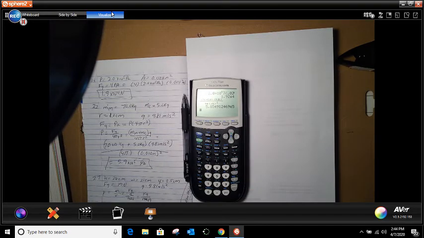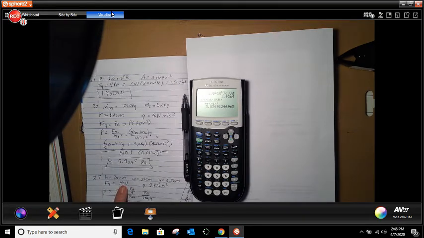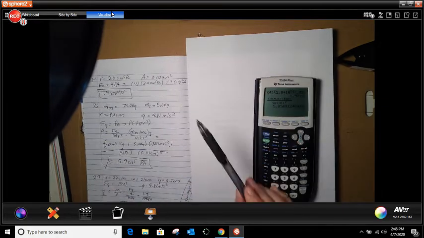And then the last one, number 27, says a physics book has a height of 26 centimeters, a width of 21 centimeters, and a thickness of 3.5. What is the density of the physics book if it weighs 19 newtons? We just had to do the math here, and we should get 1.0 times 10 to the third.